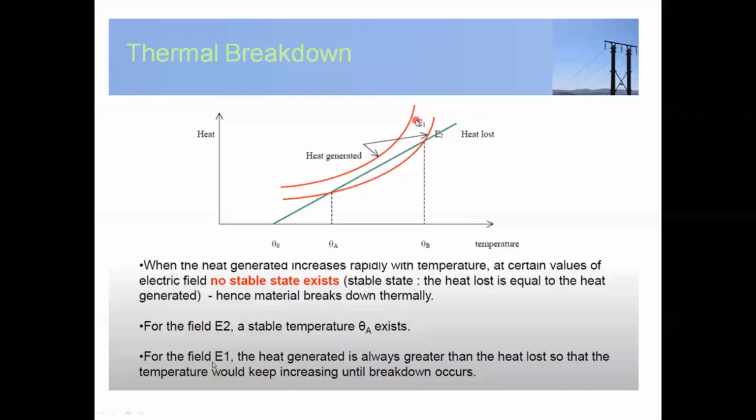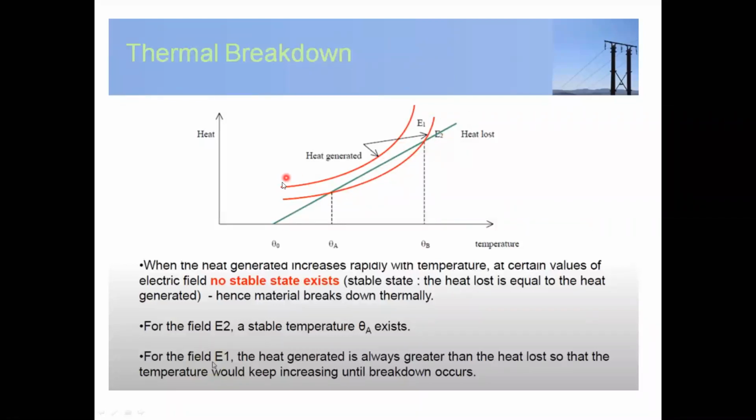For example, let us assume E1 is 100 kV. That means E2 may be 50 kV or 60 kV like that. Compared to E1, E2 voltage is less. When the solid type dielectric material is subjected to very high voltages, we get the heat versus temperature graph in this manner. And when it is subjected to somewhat less voltage compared to E1, we get this type of curve, E2, and then this is the heat loss curve.